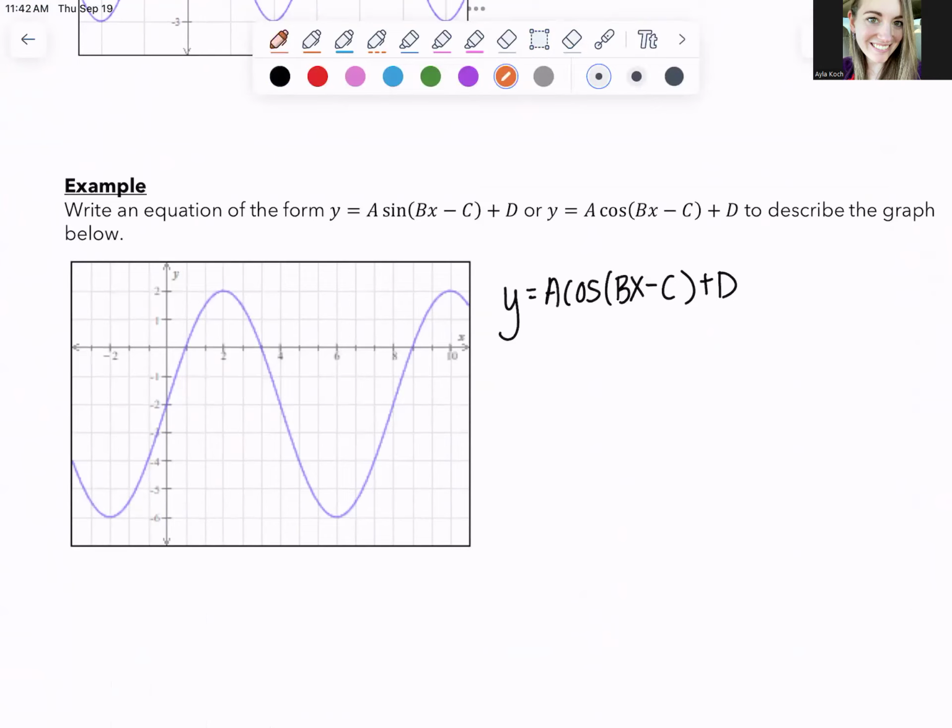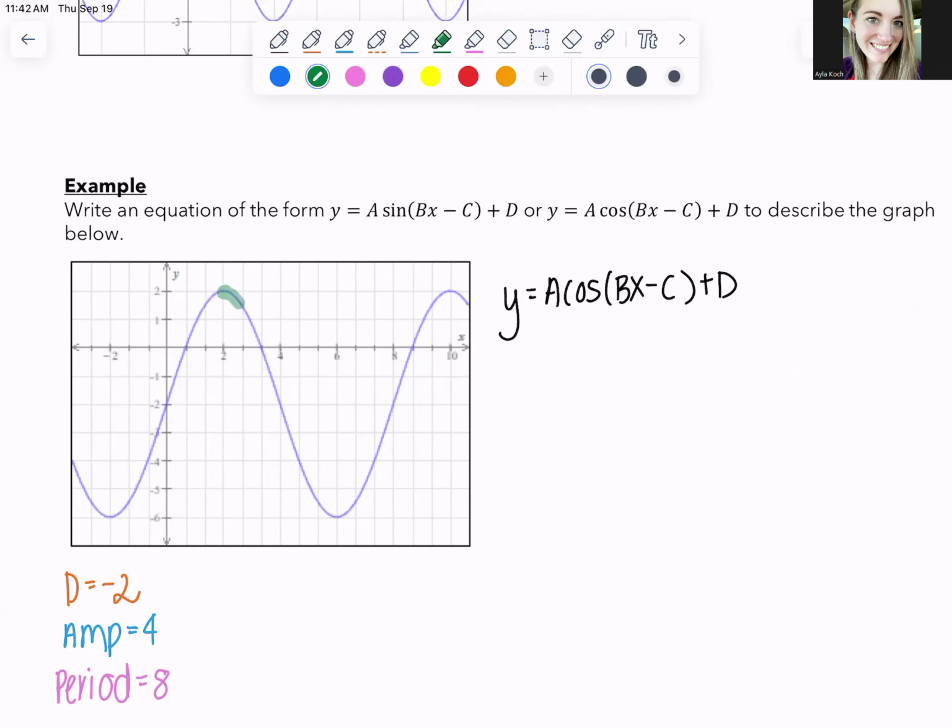So we know D is equal to, what was it, -2. We know that the amplitude is 4. We know that the period should be 8, and we will check that when we go to highlight a single cycle of cosine.